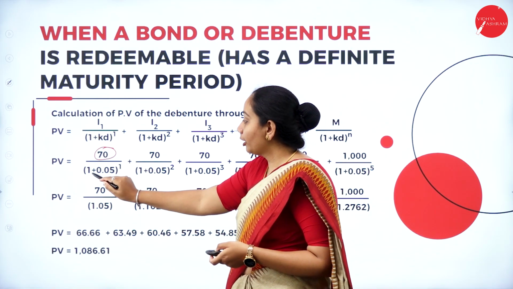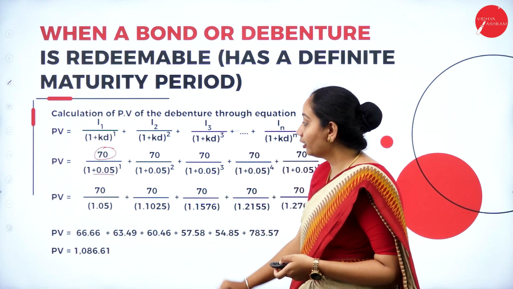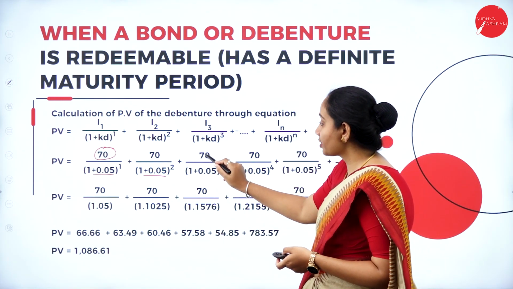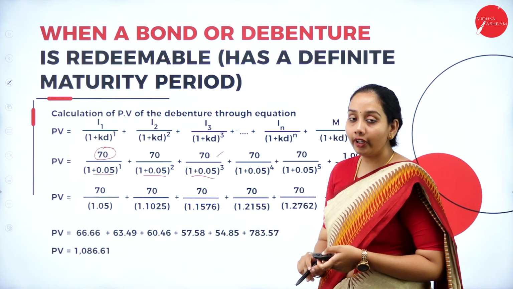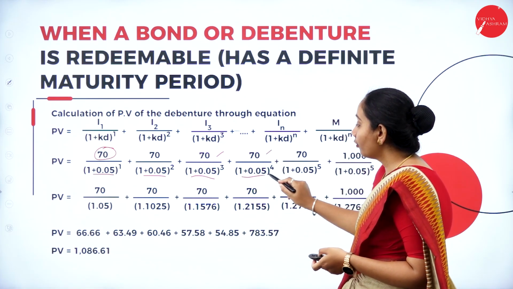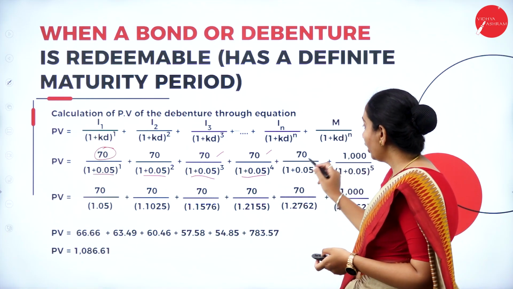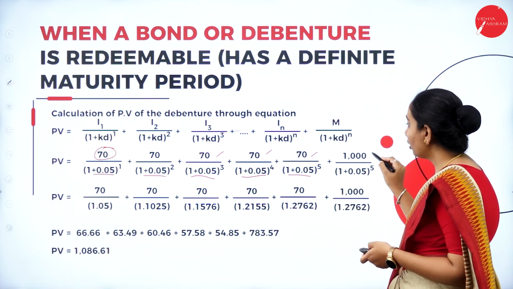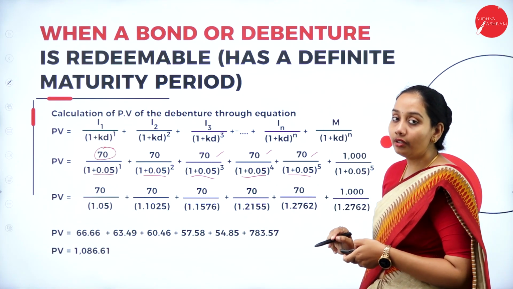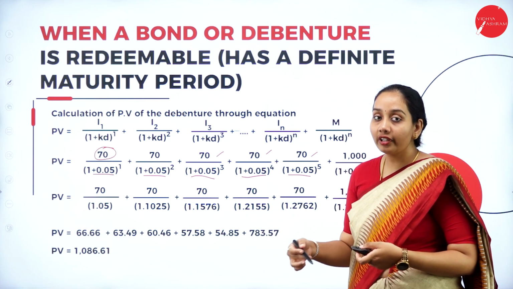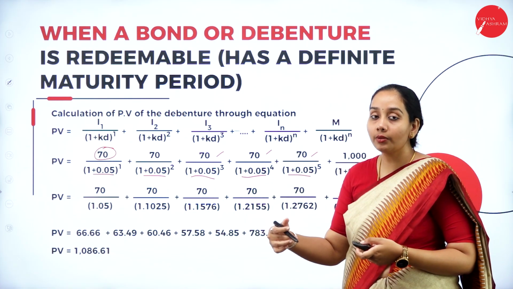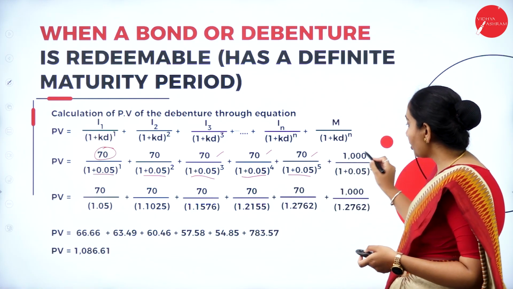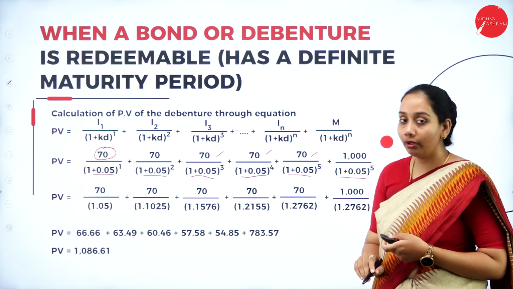So 70 divided by (1 plus 0.05) to the power of 1, plus 70 divided by (1 plus 0.05) to the power of 2, plus 70 divided by (1 plus 0.05) to the power of 3, plus 70 divided by (1 plus 0.05) to the power of 4, plus 70 divided by (1 plus 0.05) to the power of 5, plus M, the maturity value of the debenture. It is redeemable, so the whole 1000 rupees that the debenture holder invested is going to be redeemed back. So 1000 divided by (1 plus 0.05) to the power of 5.